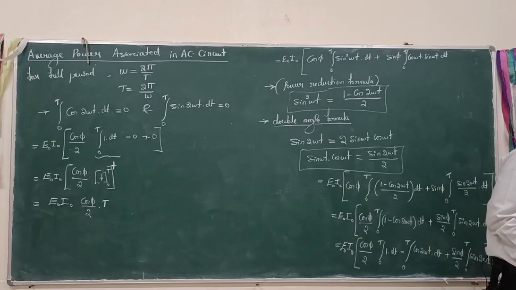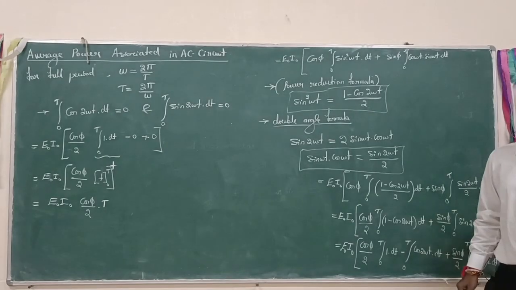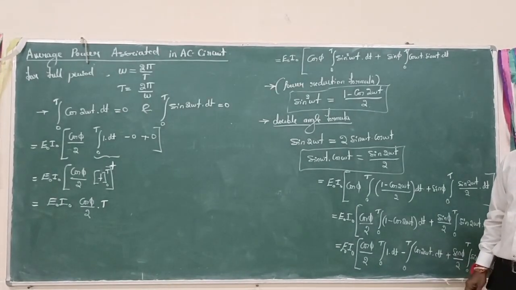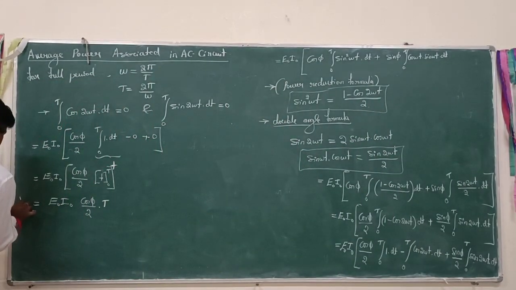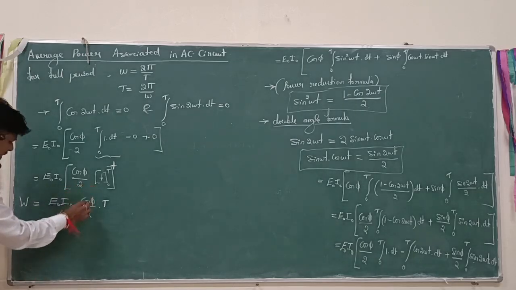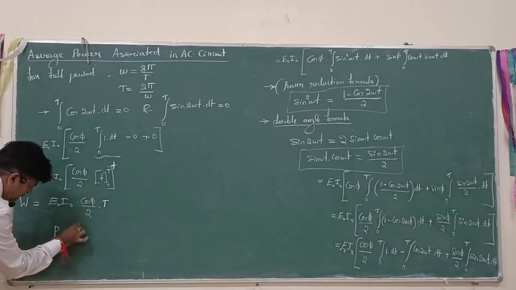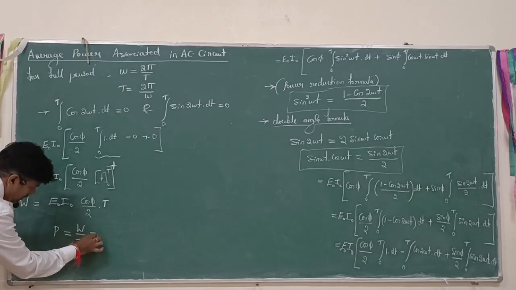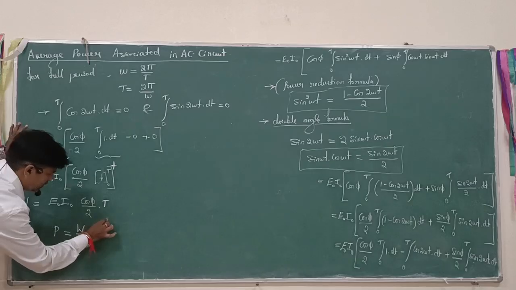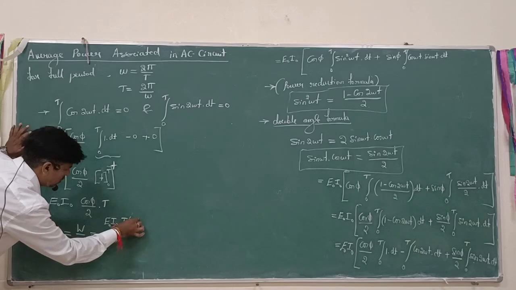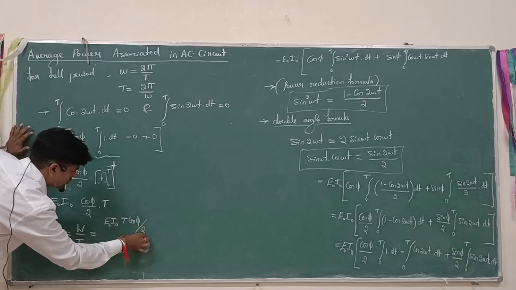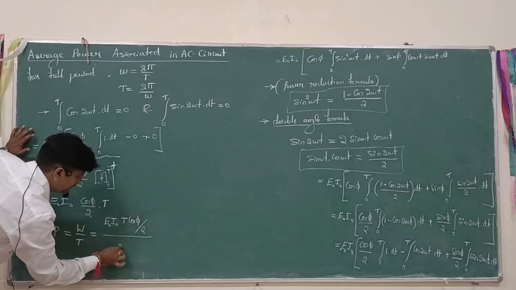So this is the expression of what? Work done. Work done in one cycle. W is equal to E naught I naught t cos pi by 2. So we put this value in the expression of power. Power is equal to W divided by T, that is the value of W, E naught I naught T cos pi divided by 2, whole divided by T.